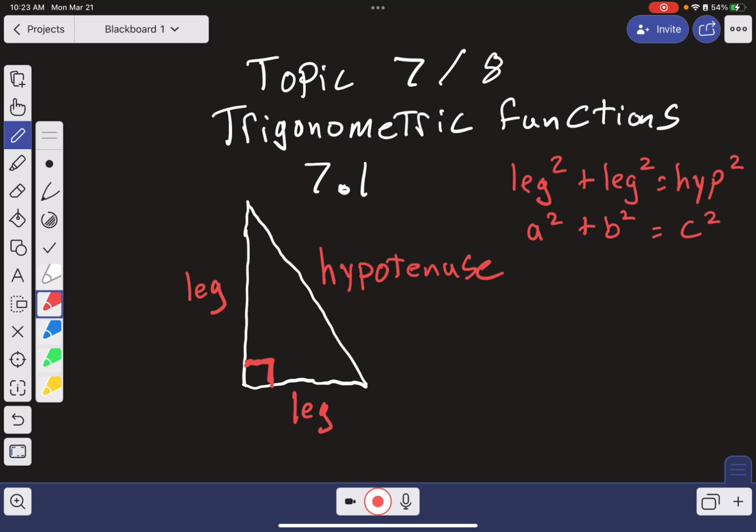So depending on what you're given depends on which one you have to find or where you put it. And we'll talk more about using the Pythagorean Theorem here in just a little bit, but kind of keep that in mind.